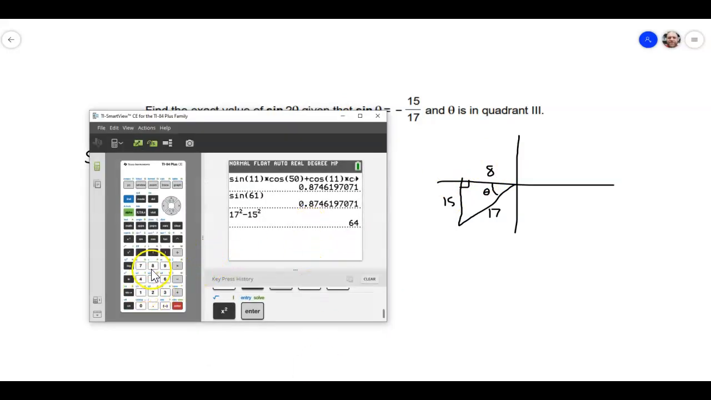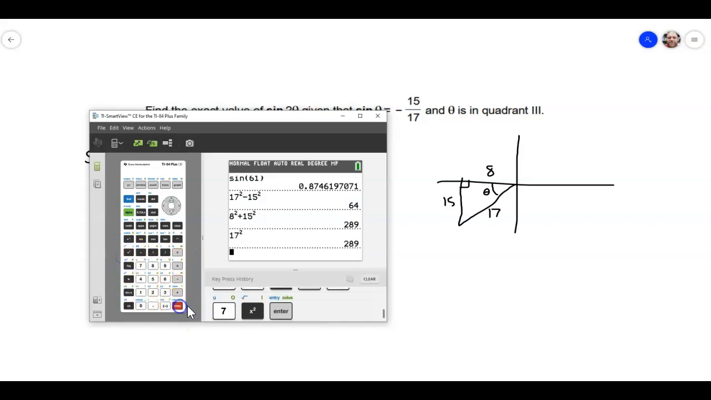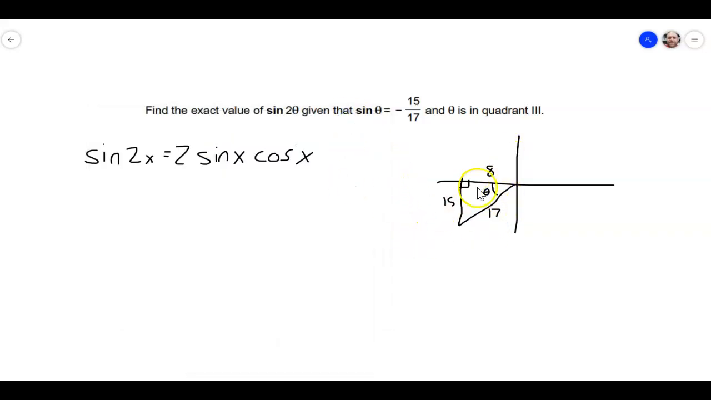So 8 squared plus 15 squared, enter. Does that equal 17 squared? Sure enough, it does. So this is an 8, 15, 17. I forgot that was a known triangle there. It's been a little while for that one. All right, well that's nice. So we're not dealing with any square roots then.